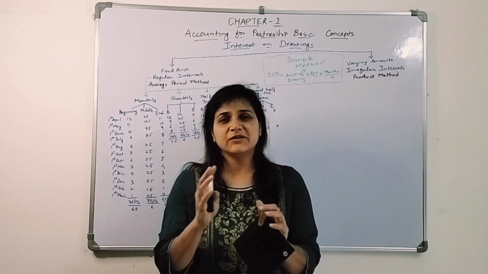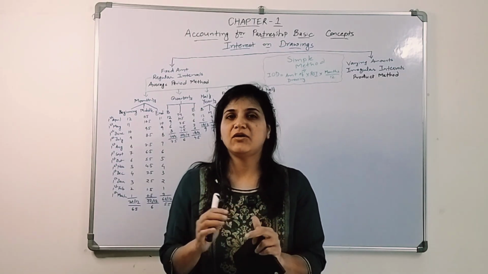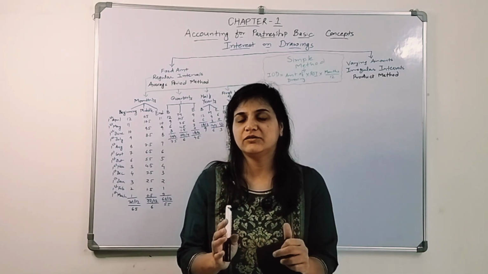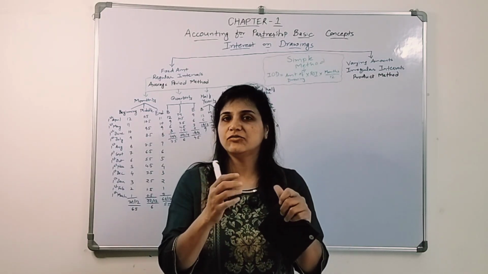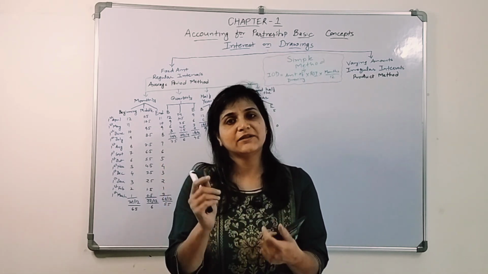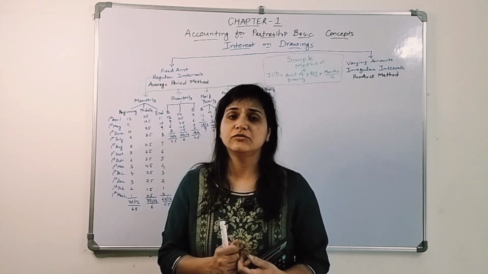Now in the first part we discussed the capital amount, and how to calculate the interest on capital. That was very easy for you to understand, right? There's a capital amount, you charge the rate of interest for the number of months you have to give, and for those months you have to consider it.